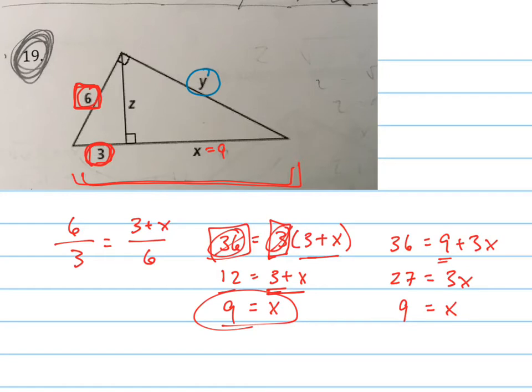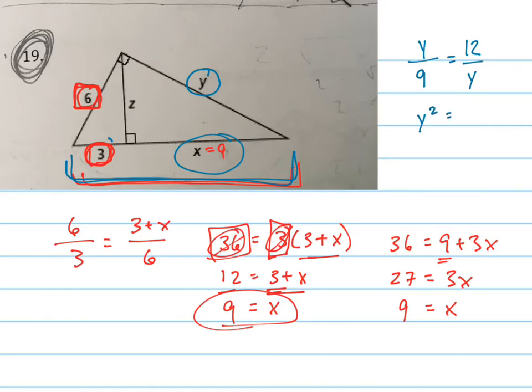Y is the geometric mean of that and that. So Y over 9 equals the full thing. What's the full thing? 12. So 12 over Y, which means Y squared equals 9 times 12.